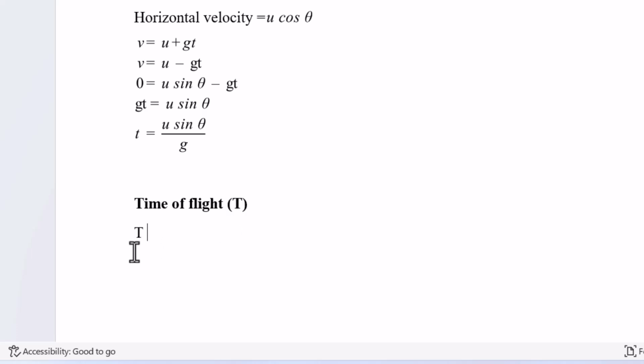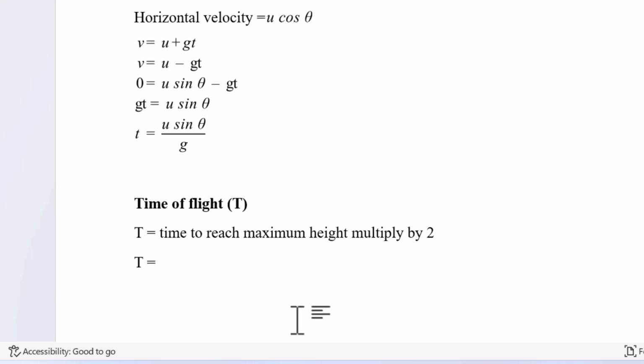So capital T is now going to be equal to the time to reach maximum height multiplied by 2. So just multiply this formula by 2. This will give us a capital T equal to, okay, let me type it in FX.